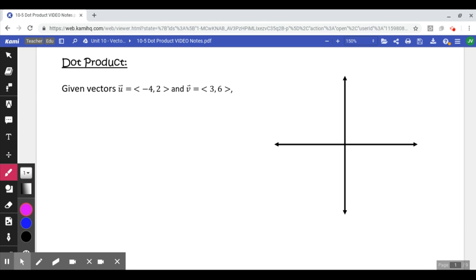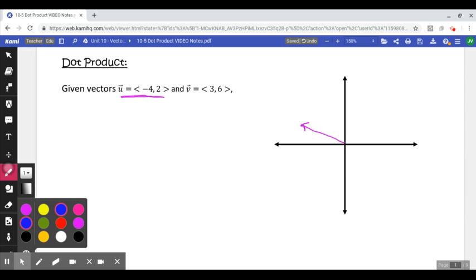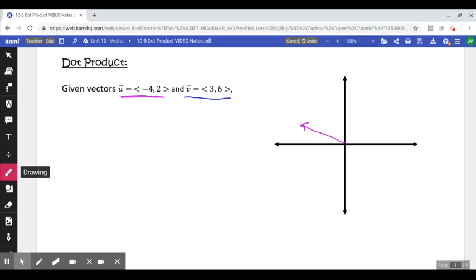In this concept video, we're going to be discussing the dot product, which is a way of multiplying vectors together. We're given vectors u and v. Let's plot those. We'll do u in purple. So u is -4, 2, which would mean go left 4, up 2. So maybe there's our terminal point. And then in blue, we'll do vector v, which is 3, 6. So that might be up here somewhere.